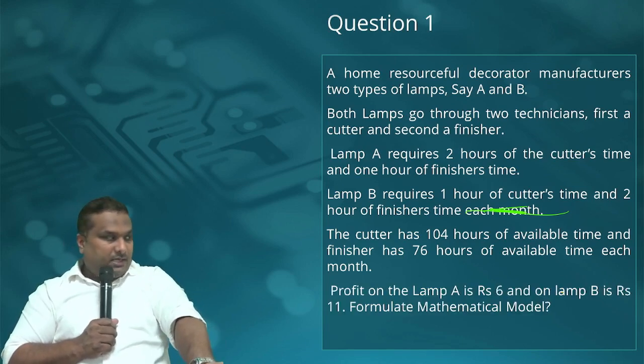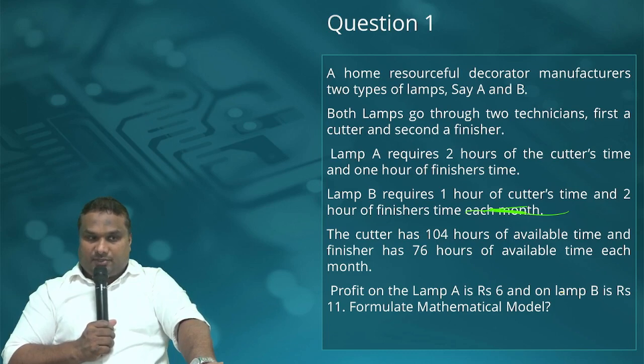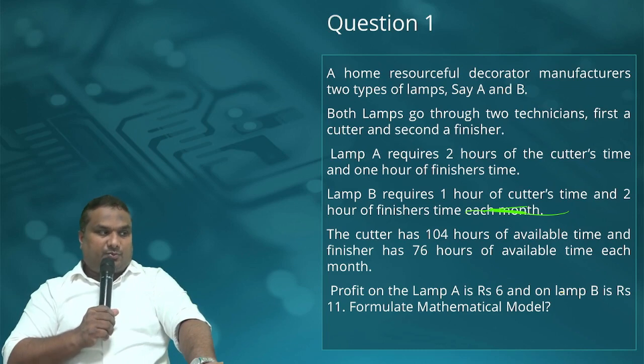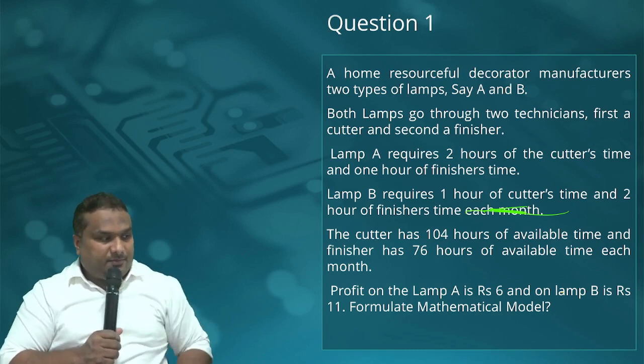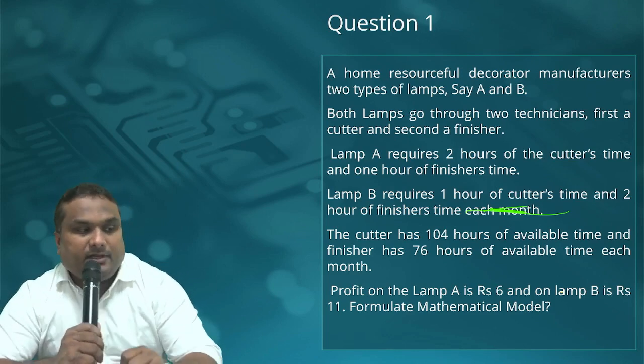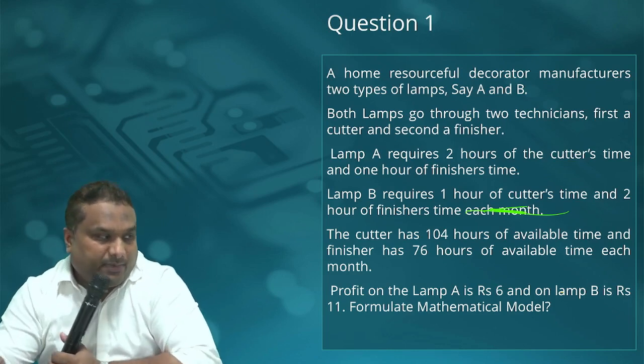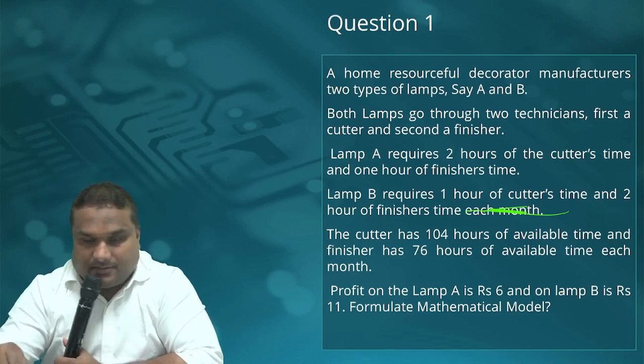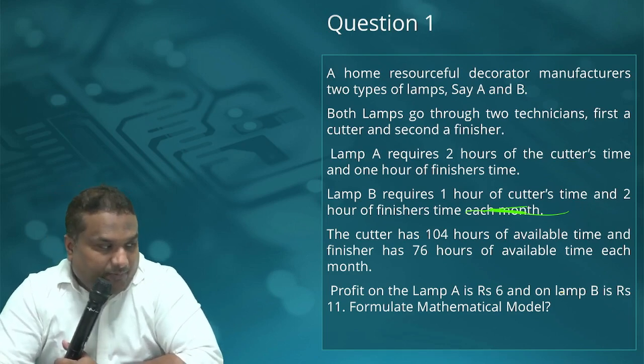Profit on lamp A is rupees 6 and lamp B is rupees 11. Profit on lamp A how much? Tell me. Rupees 6. And lamp B how much? 11.